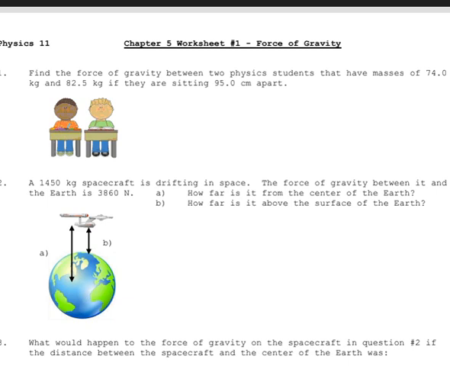So here's the worksheet that goes with this lesson, Chapter 5, Worksheet 1. It's all about the force of gravity. Give this a try. Don't forget, I do have in the All Resources folder, that's where I found this worksheet, the chapter outline and the answers to all of these worksheets and homework questions, or full solutions on the website as well. So give this a try.